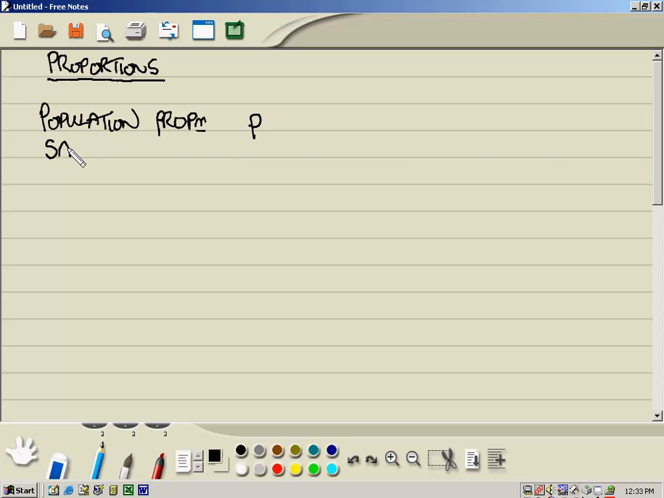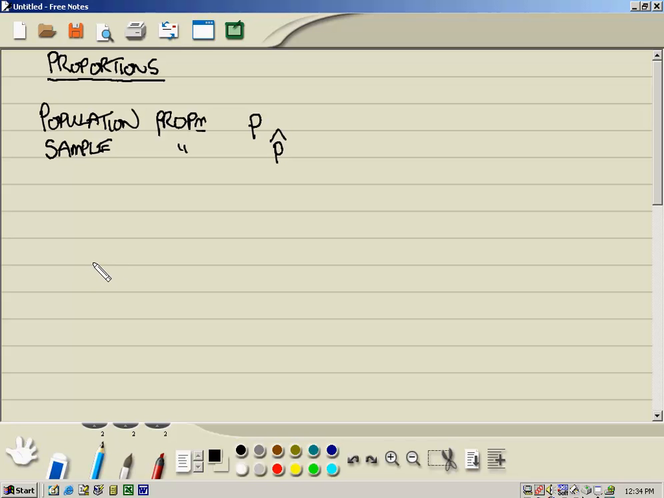And the sample proportion we'll call p hat. Actually, in statistics, anytime you see a hat over something, it means that whatever is underneath is an estimate. Alright, so p hat is the estimate of p. So the sample proportion is the estimate of the population proportion.